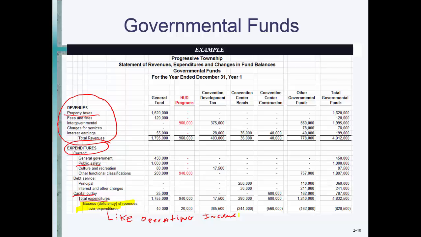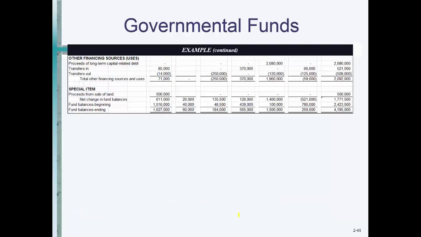Okay? But then you get over to this next section of the statement of revenues, expenditures, and change in fund balance, and you start having other financing sources and uses, and those are sort of like what? Like non-operating, aren't they? Aren't those like non-operating? Okay, and what are they? Proceeds from long-term debt, transfer in, those are the what? Other financing sources, aren't they?